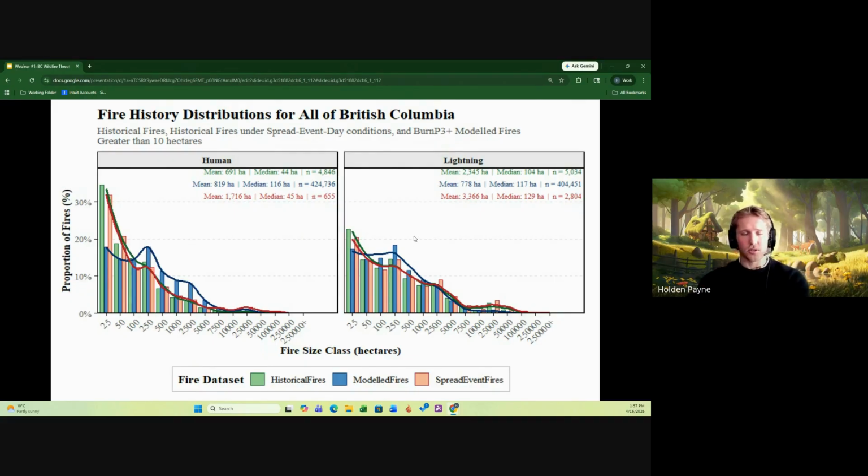I'll give you guys another second just to take in that graph, because I know I threw a lot of numbers and a lot of graphs at you.